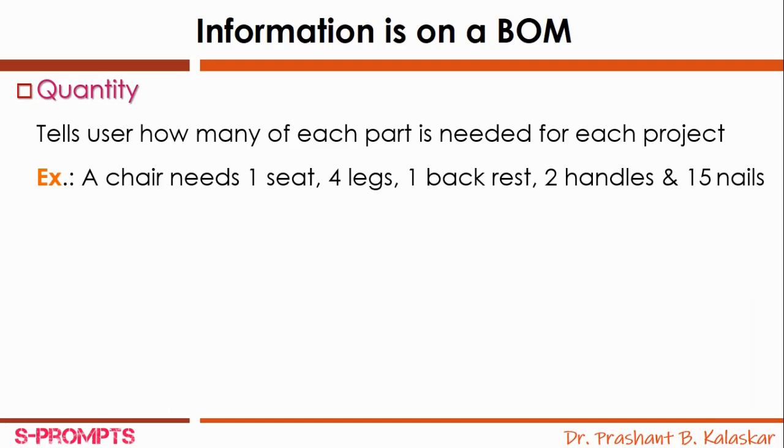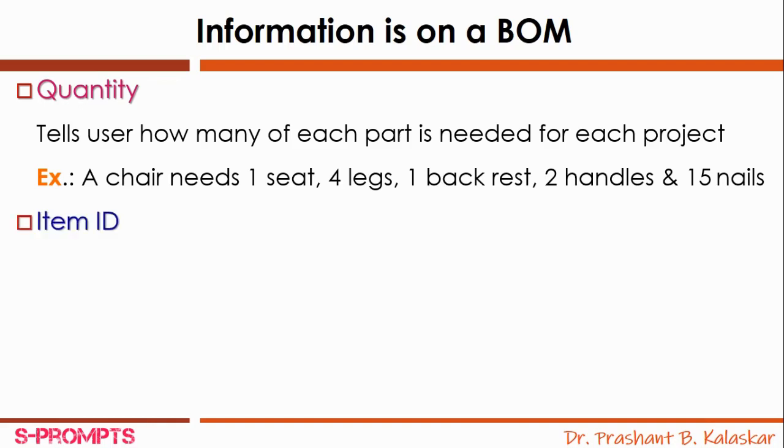Thus, the quantity tells the supplier how many of each part is needed for each product or project. A chair needs one seat, four legs, one backrest, two handles, and 15 nails. So this is how a quantity is mentioned for each item which is required to make a chair or any product.